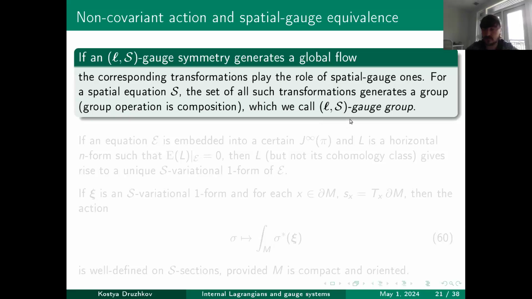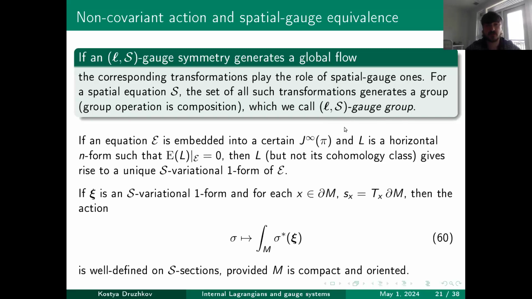And this gives us some equivalence relation, right? So we can say that two S sections are LS gauge equivalent if they are related by some LS gauge group transformation. So some transformation that belongs to the corresponding LS gauge group.